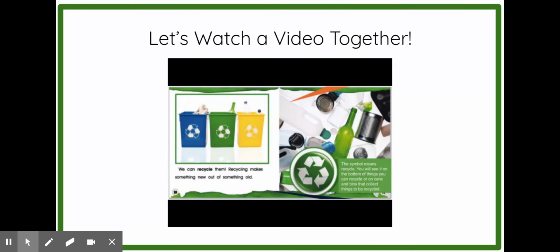Let's take a look at these 2 pages from an informational text. On the first page, I see a photograph of 3 bins. I see a blue, a green, and a yellow bin. Underneath that, the text says, we can recycle them. Recycling makes something new out of something old. On the next page, it says, the symbol means recycle. You will see it on the bottom of things you can recycle or on cans and bins that collect things to be recycled.